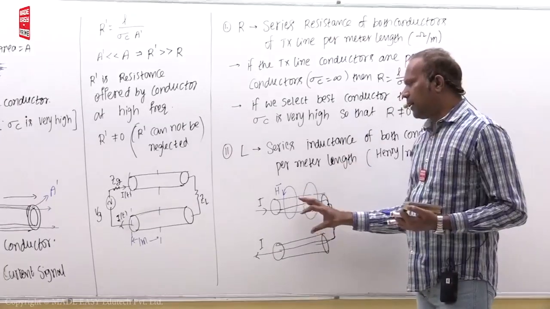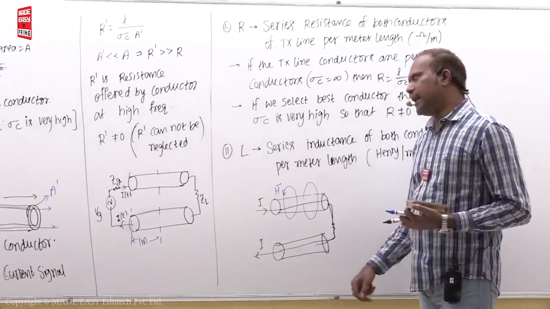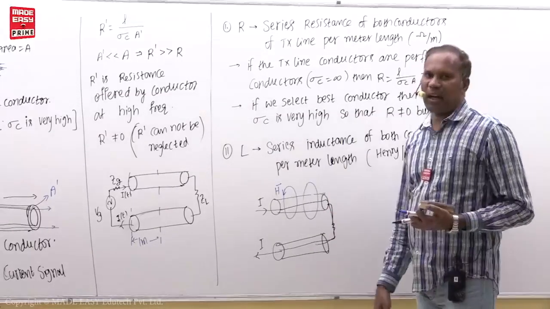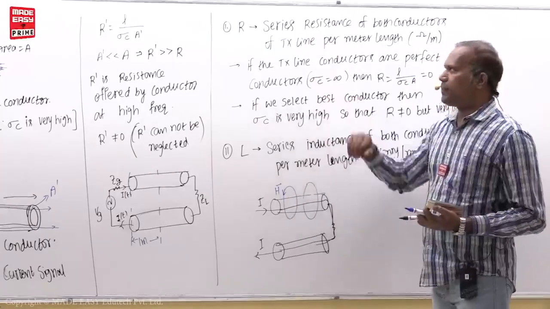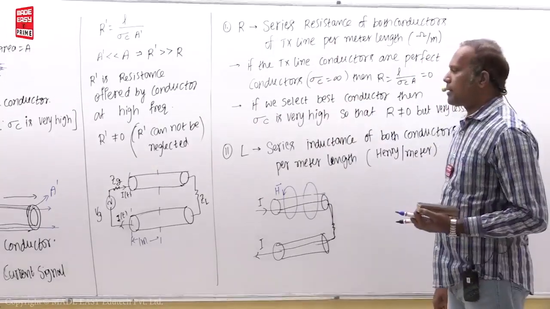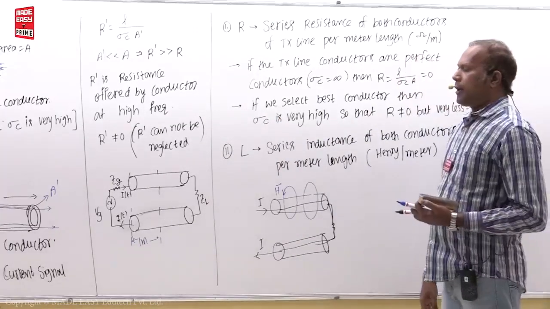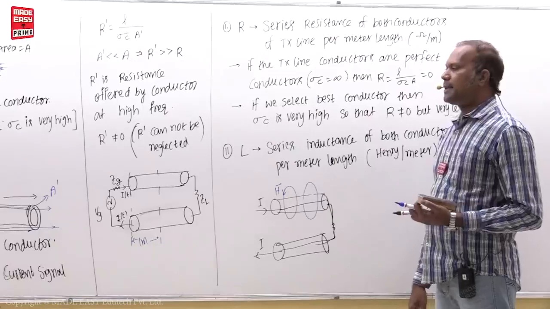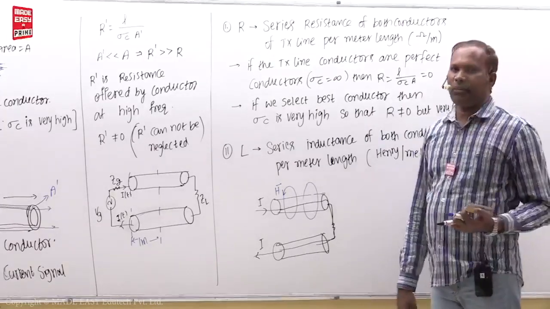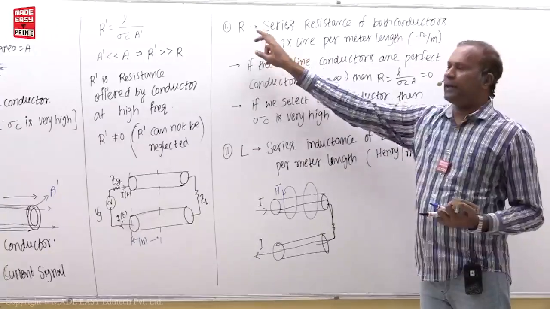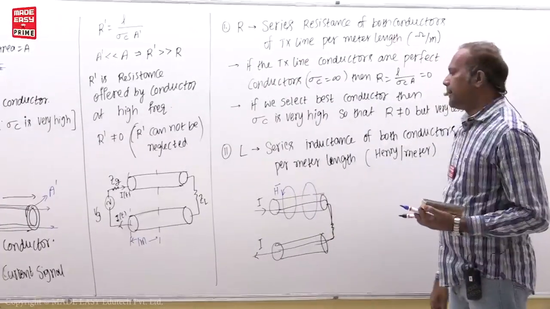Whenever there is a magnetic field, the inductance parameter is calculated. Whenever there is an electric field, the capacitance parameter is calculated. Whenever heat losses are there, the resistance parameter is calculated, because conductors offer very high resistance for a high frequency signal. That is why heat loss is more, and it is represented in the form of the resistance parameter.